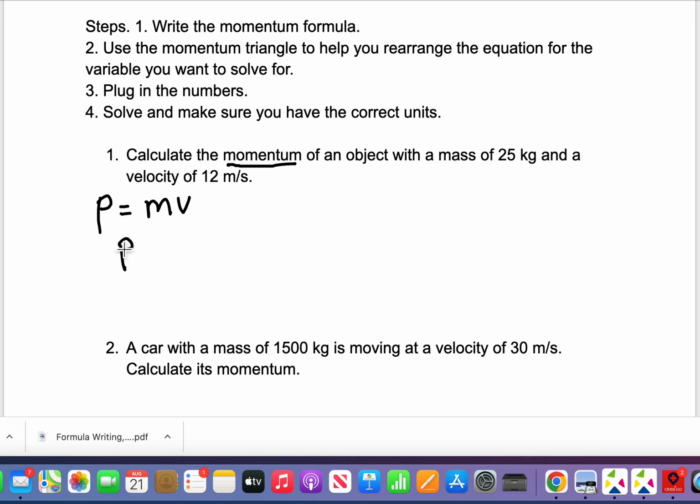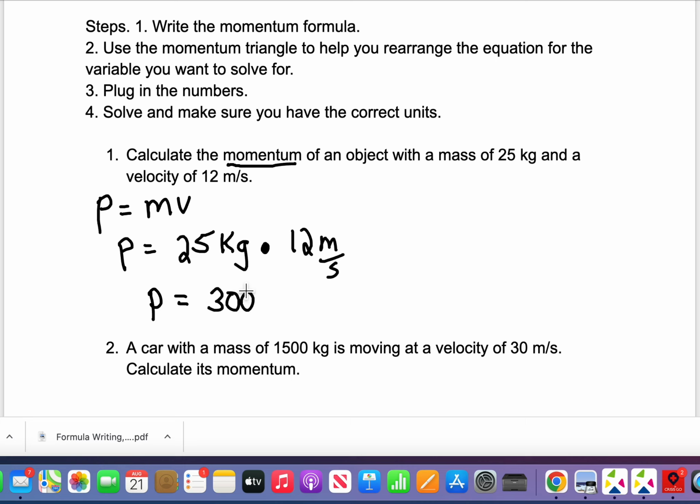Now we're going to do step 3. Plug in the numbers. So P is equal to mass. We have to find mass. Kilograms would be a mass, so we go 25 kilograms. I like to write the units. Then we're going to multiply that times the velocity, which is 12 meters per second. Then I would take my calculator and go 25 times 12, and I would end up getting 300.